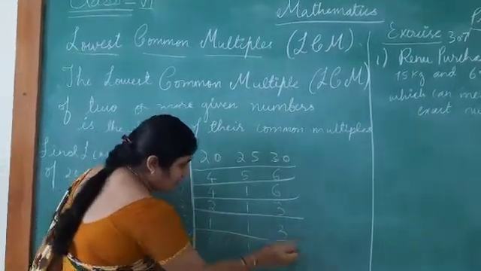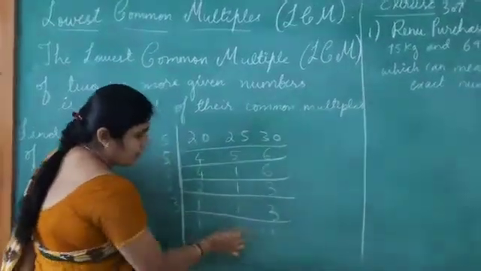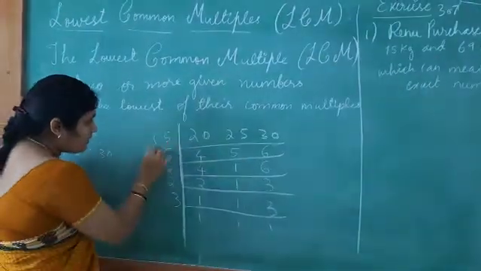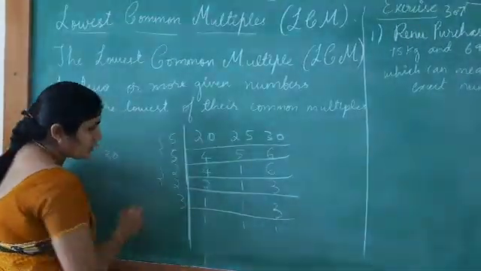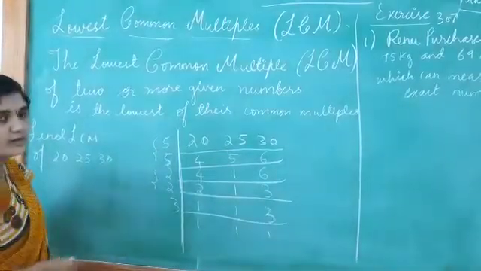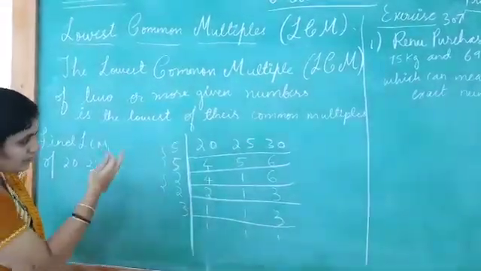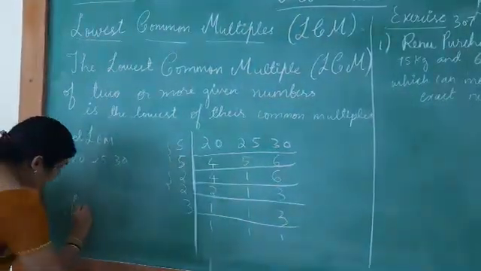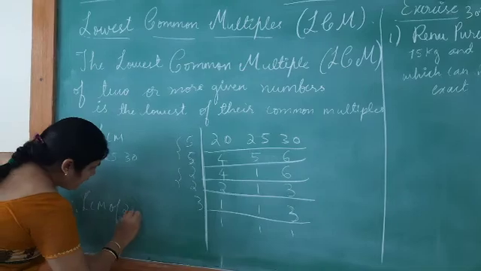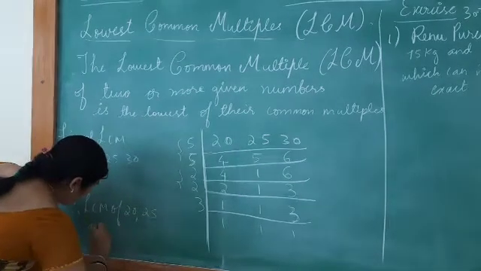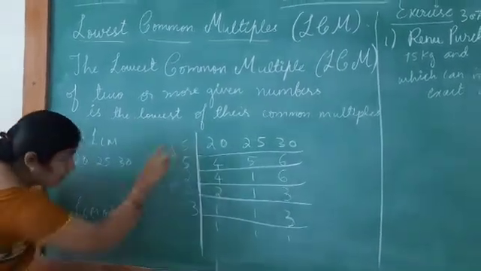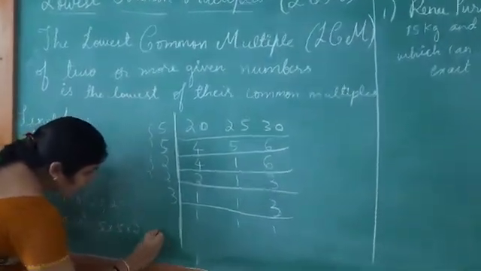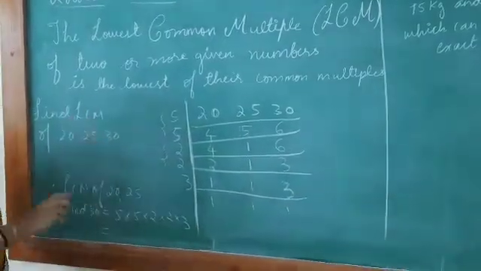At the end, until what should we divide? Until we get 1 in all the places below the 3 numbers. Now these are the factors, the numbers which, if you multiply, you will get the LCM. Therefore, LCM of 20, 25 and 30 is equal to multiplying these numbers: 5 into 5 into 2 into 2 into 3. All the prime factors.